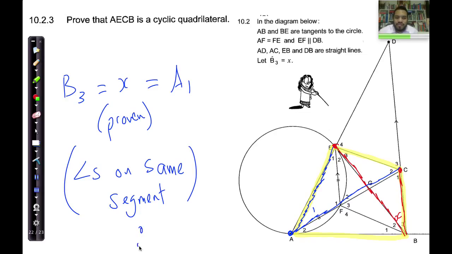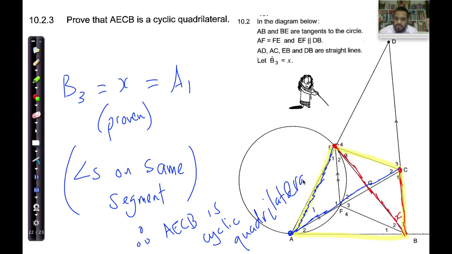Now I say therefore AECB is a cyclic quadrilateral. Oh my word, that's an I. There we go. Again, that's 10.2.3.